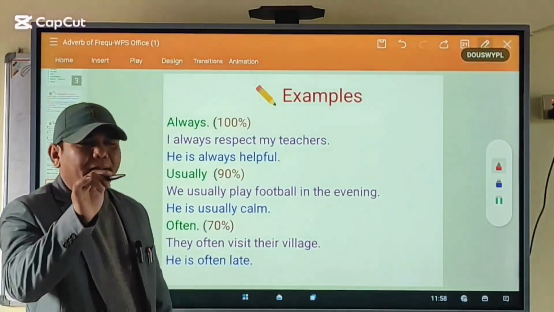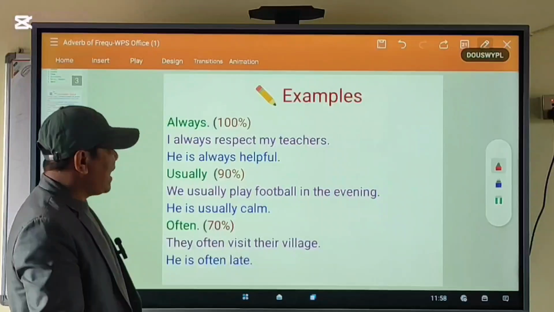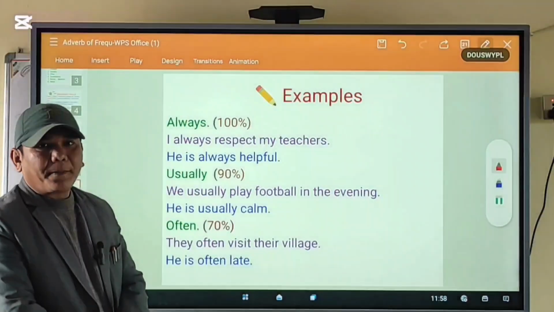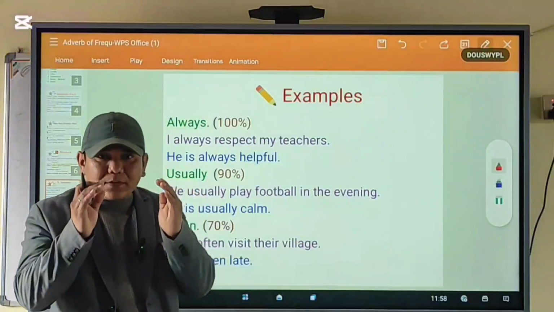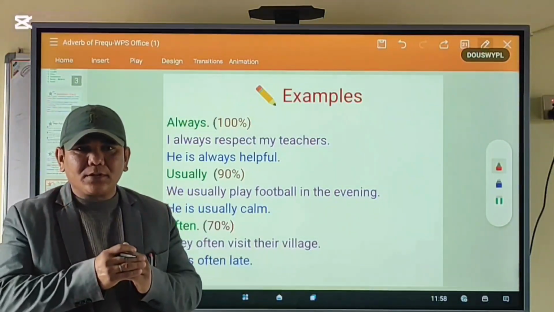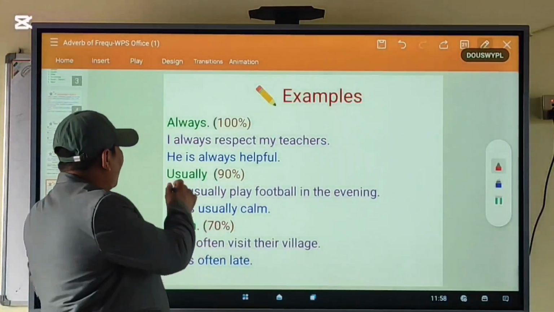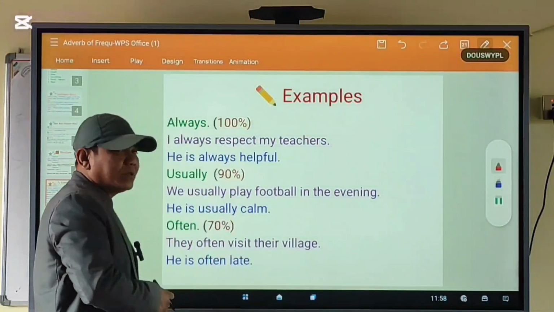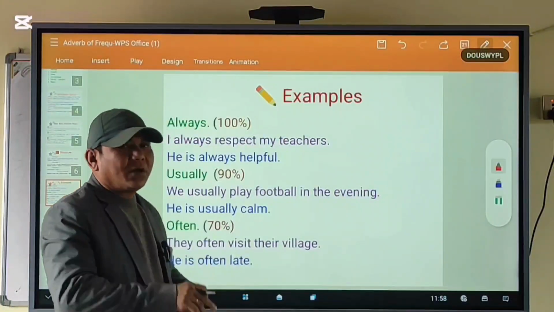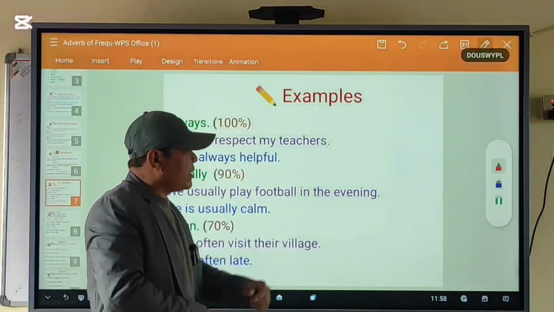Let me make you more clear by these given examples. An adverb of frequency, always, is used when something happens 100%, when something happens all the time. For example, I always respect my teachers. It means what? I respect my teachers 100%.